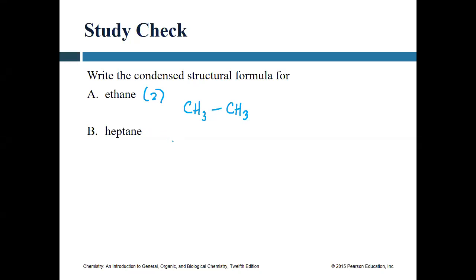Heptane, what is hept? 7. So we start with CH3 and then CH2, so that's 2 carbons, 3, 4, 5, 6, and then the 7th one would be a CH3 because it's the last one in the chain.